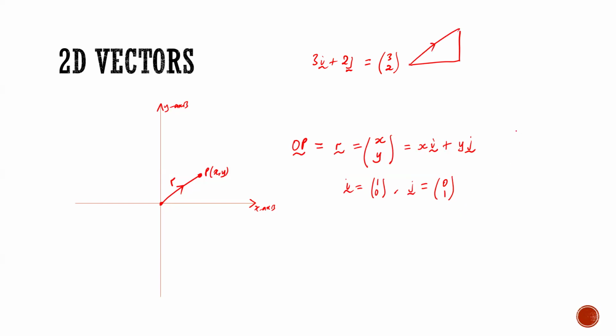And if you had negative 7i minus 8j, or negative 7, negative 8 like that, this would be 7 steps to the left and 8 steps downwards. So that would be your vector there. To the left, of course, because it's negative, and downwards also because it's negative.